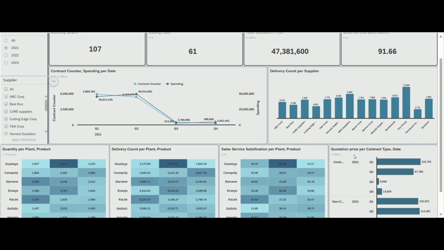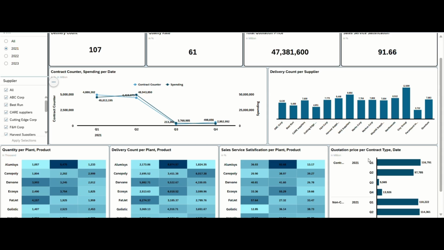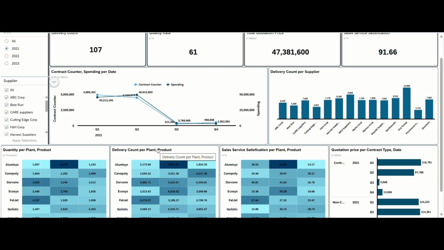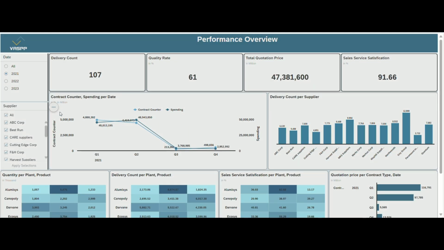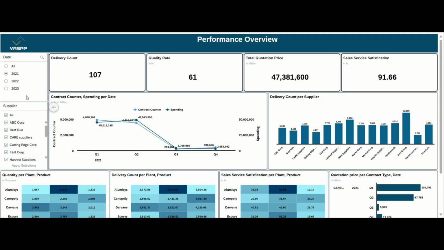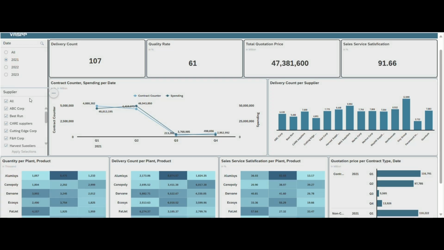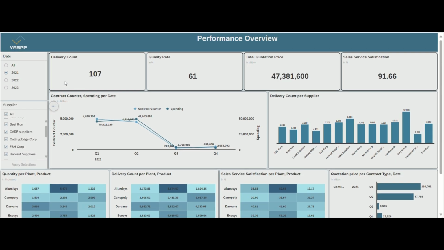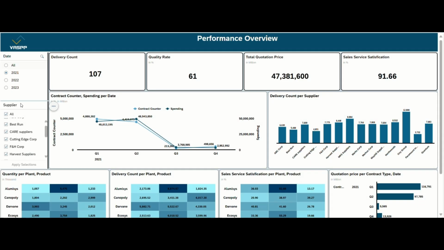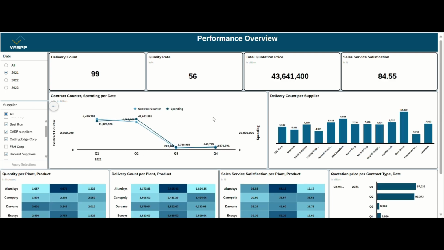And finally, customizable insights make this dashboard truly user-friendly. Whether you're a procurement manager wanting to drill into supplier performance or a finance lead reviewing quarterly spend, you can filter the data by date, supplier to get insights that are relevant to your role and responsibilities. In short, this dashboard is your command center for smarter procurement, backed by real-time data, designed for action, and built to drive efficiency and performance at every level.